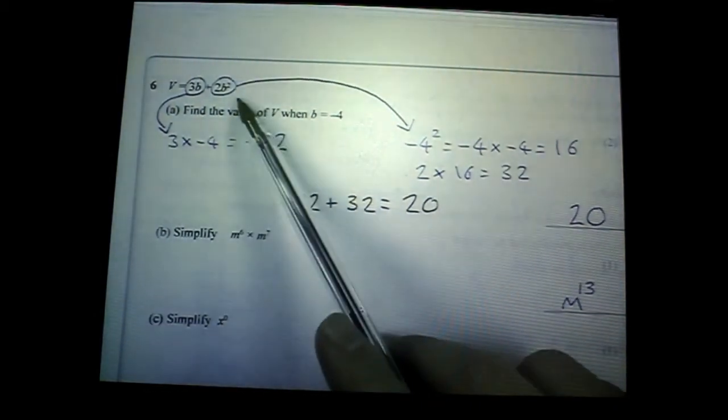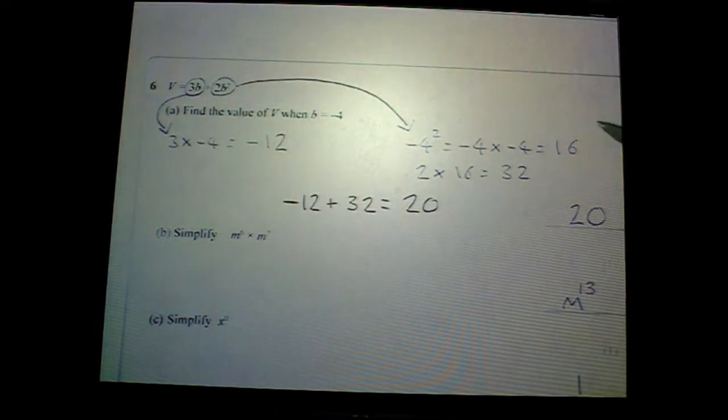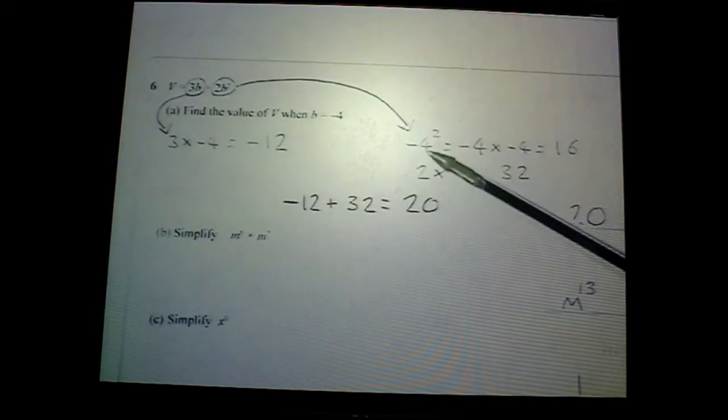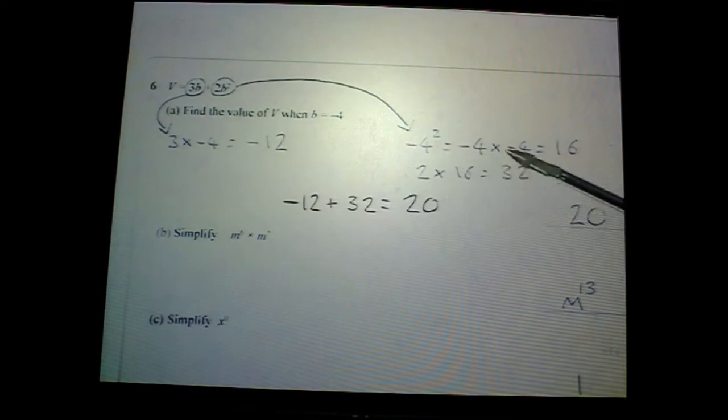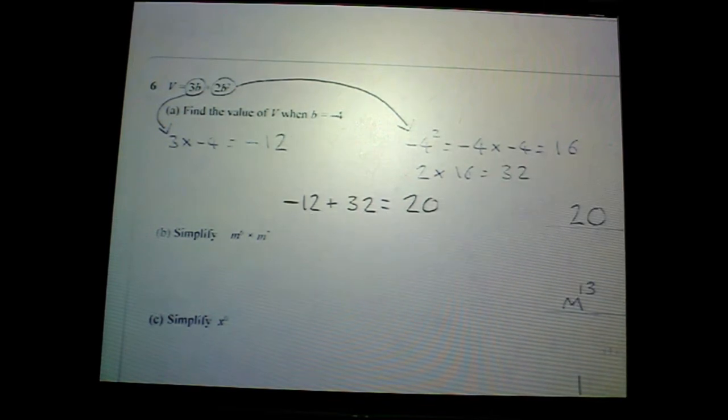2b squared, don't forget your BIDMAS or BODMAS rule here, you must do the index number first. So do b squared first. So -4 squared is -4 times -4, which is 16, and obviously 2 times 16 is 32. So you're left with -12, add 32, which gives you 20.